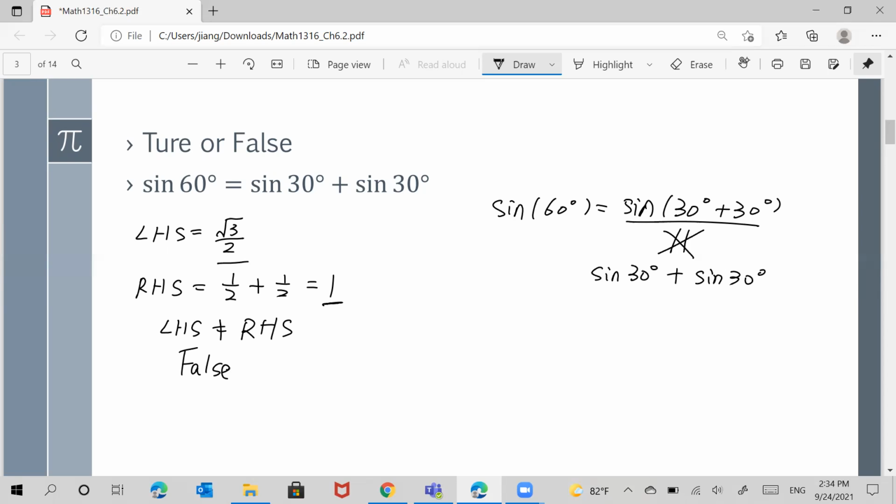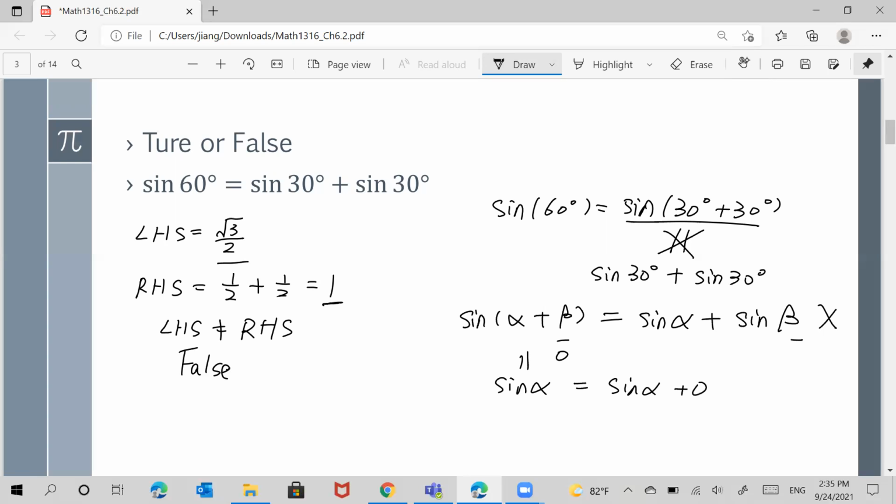They are not equal. That means if I have a function sine of alpha plus beta, I can't say that it equals sine alpha plus sine beta. I can't say this is true all the time. Some students say if beta is zero, this equals sine alpha, and sine of alpha plus zero is sine alpha. That's true because sine alpha equals sine alpha. But suppose beta is not zero. Then we can't say for sure that this expression equals that expression. So if I want to find sine of alpha plus beta, we need to use some special formulas.